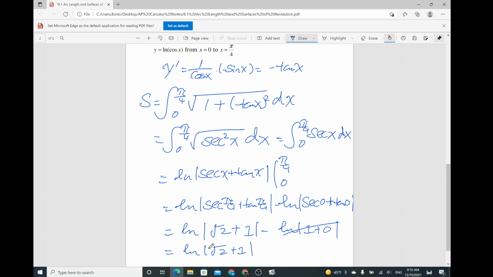Now you might be wondering, can we expand it? No, we cannot, because this one is a sum, it's not a product. So there's no such property for the natural log. So that would be the arc length.